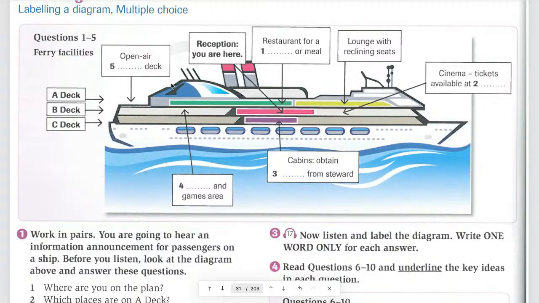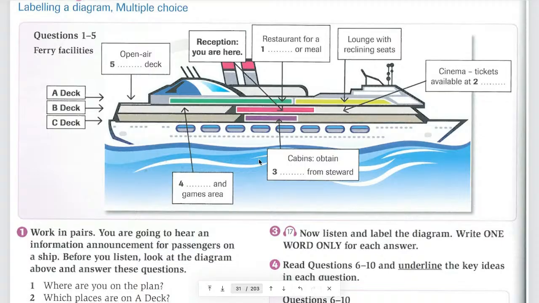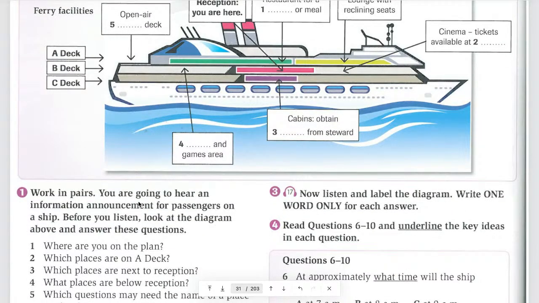See, A deck, that is that area, and we also have B deck, and also we have C deck. You understand? Three layers like that. Now discuss, guys. The more you understand the diagram, the better for you to do this correctly. Go.